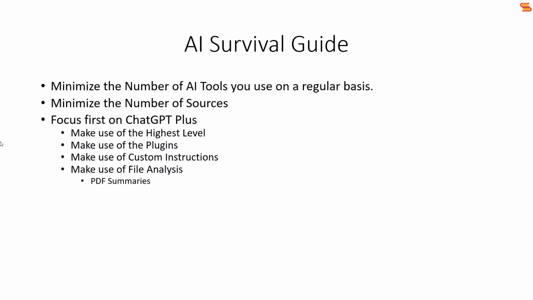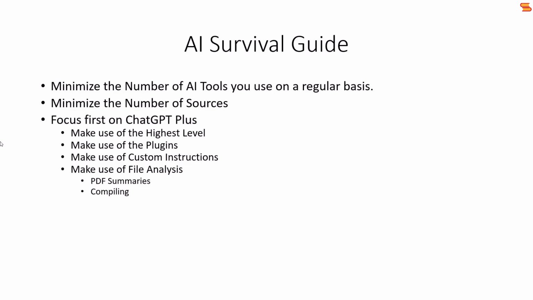For example, the file analysis can do PDF summaries. If you have a long, complicated PDF and you have ChatGPT Plus, you can upload that PDF and ask ChatGPT Plus for a summary. You can ask it for the main points. You can ask it for bullet points. So if you have very long, very complicated, very hard to understand documents, you can ask ChatGPT to help you not only understand it, but at minimum get your arms around the basic principles of what it is trying to say.